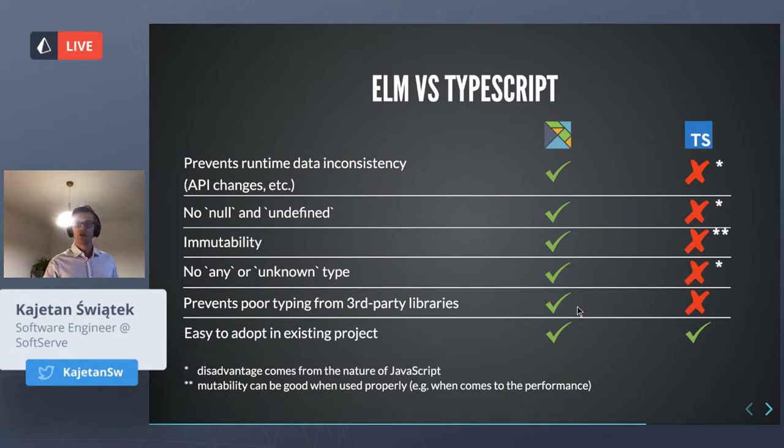I think in the end, both those technologies are easy to adopt in an existing project. In TypeScript, all we have to do is change the extension from JS to TS and add types. Of course, I'm telling you that's just the case, but sometimes it's not that easy. But in Elm, it's easy because we can create an Elm application within our project and just specify a concrete HTML element, and there the Elm application would be rendered.